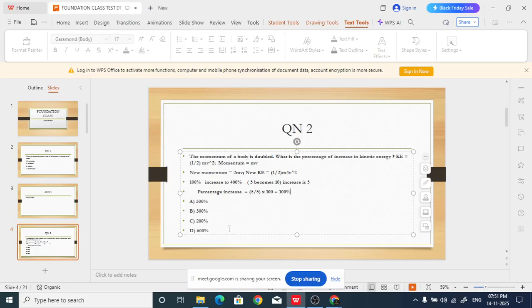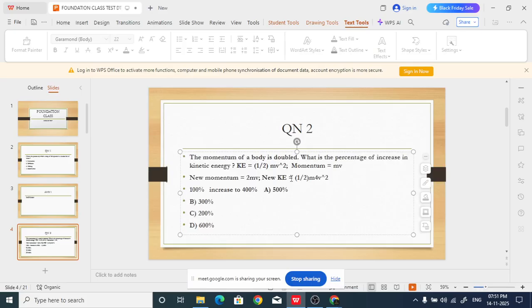So now what all we have learnt here, Soumya, you tell me. We learnt momentum, we learnt kinetic energy. What is the formula for momentum? 2mv, sir. No, the momentum formula is m into v. The new momentum is 2 mv because it is doubled. It doubled means 2 mv.